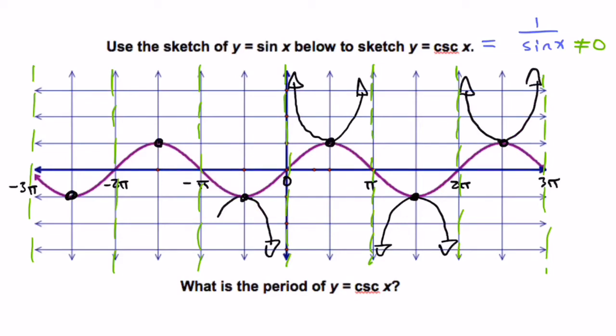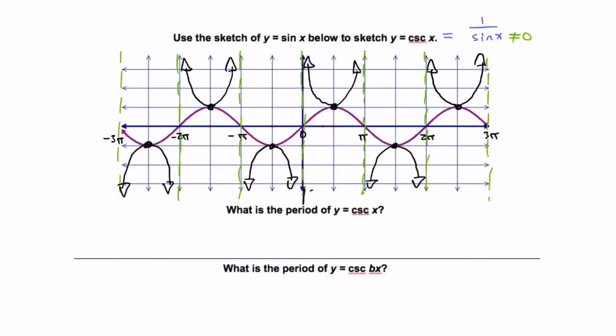And then this U shape is just repeated in between all the asymptotes, whether the invariant point's a max or a min. So if it's a max, they're going up. If it's a min, it's going down. So one cycle of cosecant is from 0 to 2 pi. It's basically one of these u's and one of these n's together make up a cycle. So the period is 2 pi.